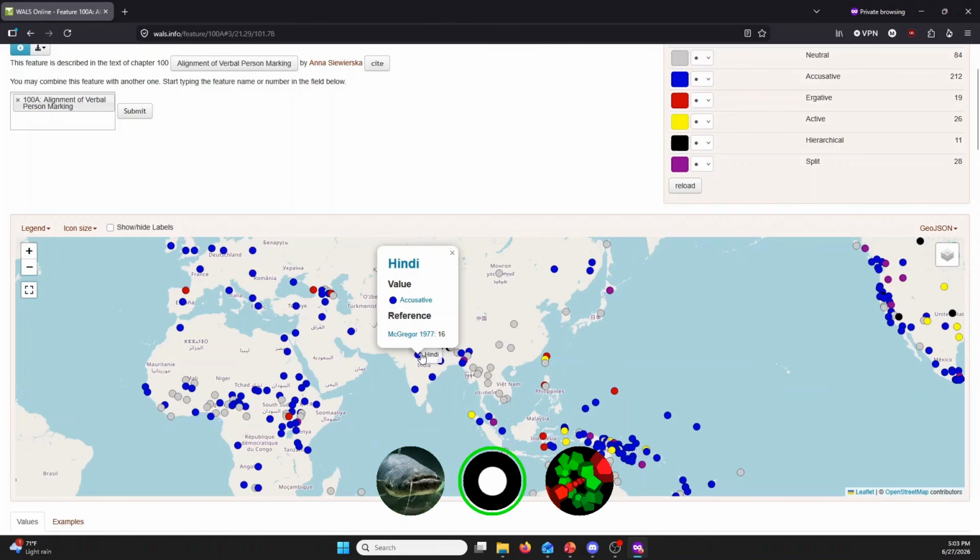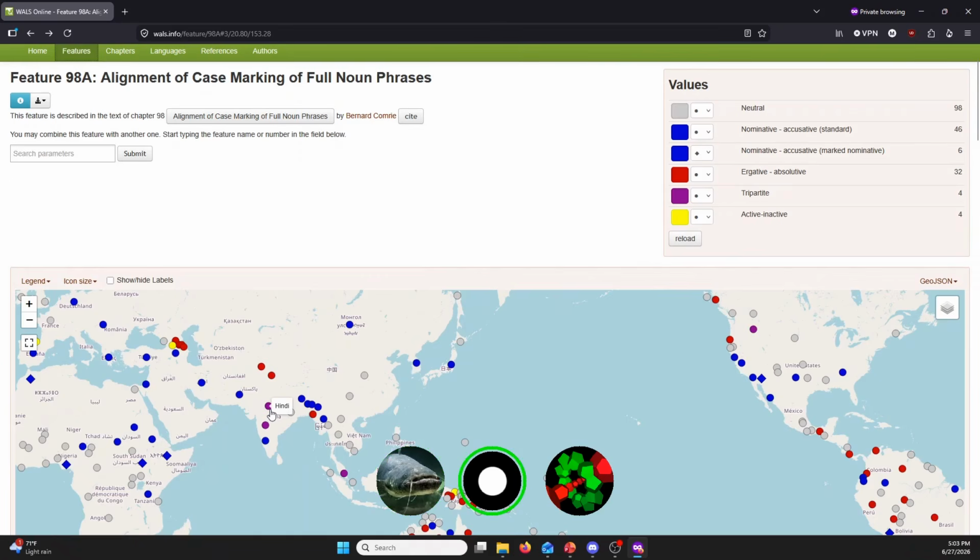Yeah. Although, wait, no, I might be wrong. It was just colored as tripartite. What's the one under that? Is that Marathi? Marathi? Okay. Marathi. Why is it tripartite?